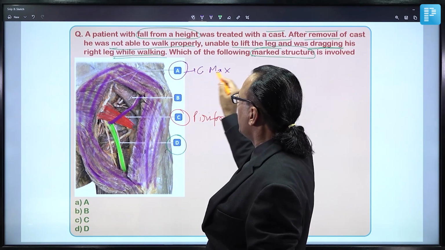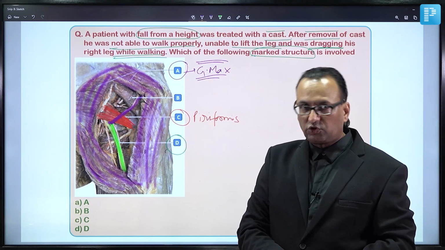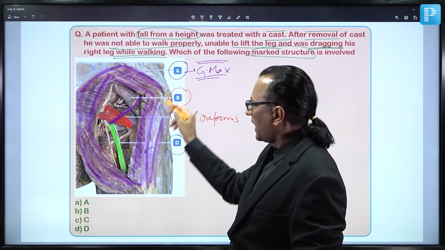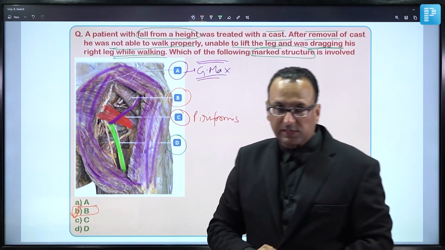And again, it has nothing to do with the description we have got. That means the answer is choice number B. Yes, the answer is choice number B. But who exactly is choice number B? It is a muscle. Which muscle is it?